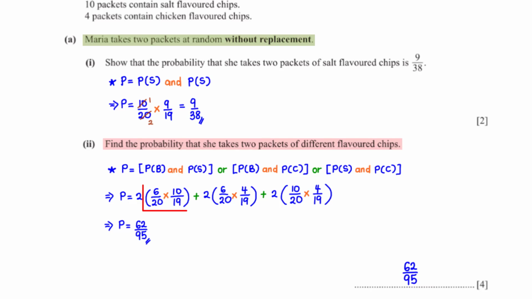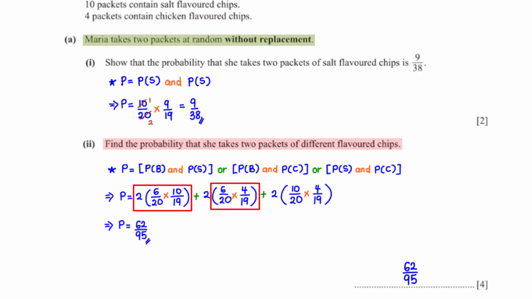The probability that she picks a packet of barbecue flavored chips is 6 over 20. Without replacement, the probability that she picks a packet of salt flavored chips is 10 over 19. The order in which she picks the chips may be reversed, making the total number of possible orders to be 2. So we multiply this by 2.